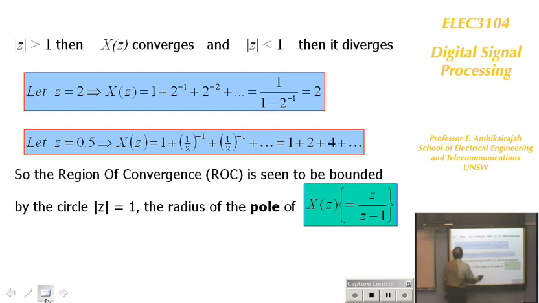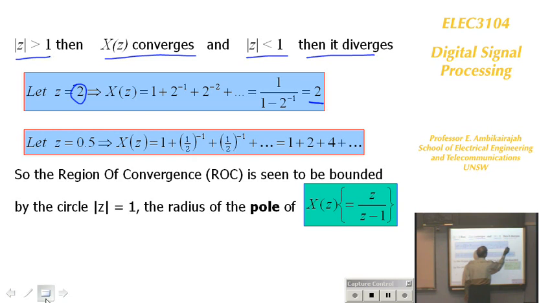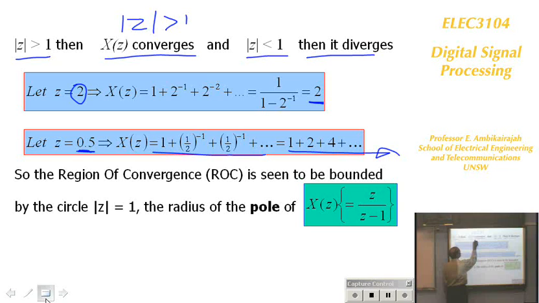Now we take another example where mod z greater than 1 converges, mod z less than 1 diverges. So we take a case where that equals 2. So this one, if you work it out, it becomes 1 over 2. That's the summation. If you take that equal to 0.5 and do the summation, it just diverges, it increases. So you have to make sure that for convergence in this case, mod z should be greater than 1. That means 1 over mod z should be less than 1. That's what we looked at earlier. So what is the boundary then? Basically, we will find the region of convergence is bounded by the unit circle, which has radius 1.